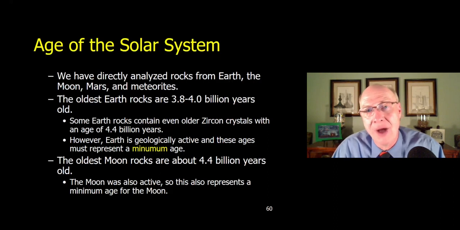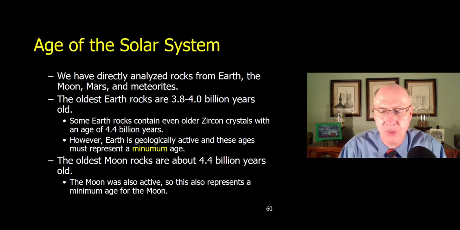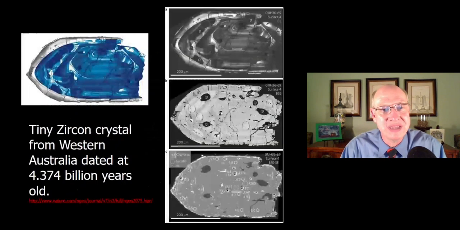Turns out the oldest rocks that we brought back from the moon are also about 4.4 billion years old. But the moon, a long time ago, like the Earth, was geologically active, so it may be that there are just no rocks left that are older than that. So the Earth and the moon are at least 4.4 billion years old. What are other ways to determine these things?